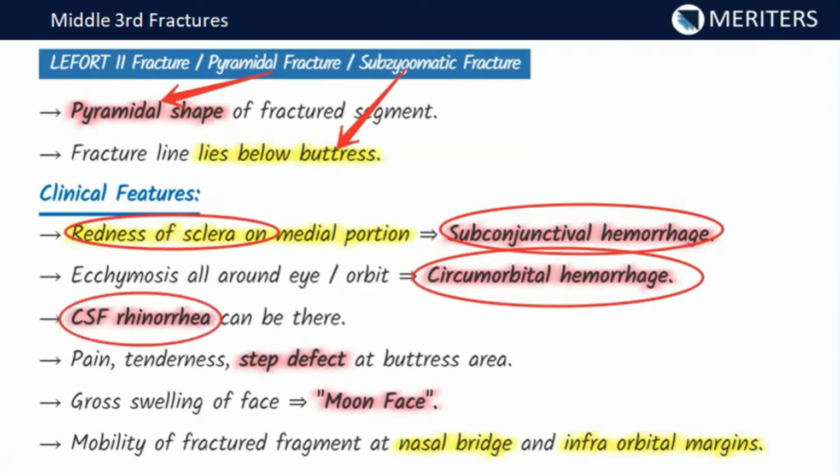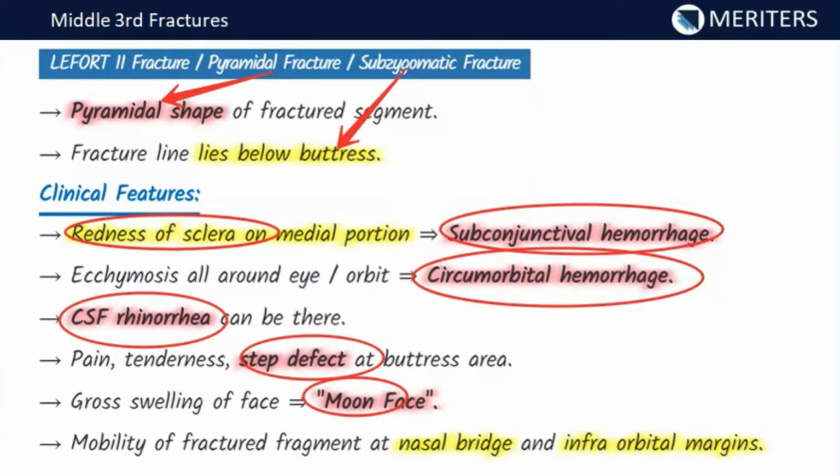Then CSF rhinorrhea can be there and cannot be there. Pain and tenderness will of course be there because there is a fracture. Then the step deformity at the buttress area can be palpated. Now gross swelling of the face will be there. That's why it gives a look of moon face to the patient.